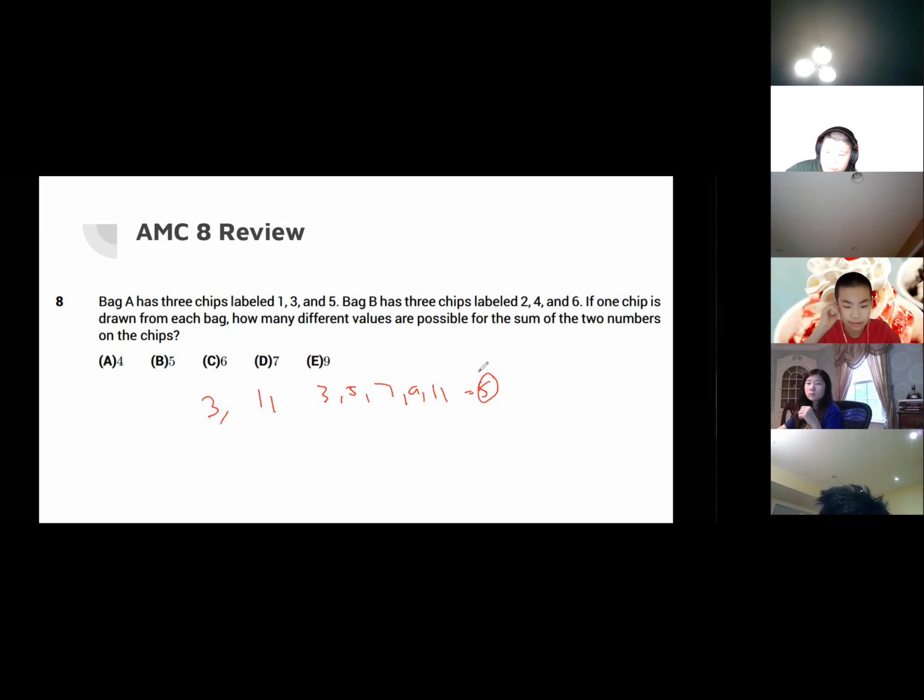And if you're not convinced, then you can just go and verify that each of these is possible. So 1 and 2, 1 and 4, 1 and 6, 3 and 6, and 5 and 6.